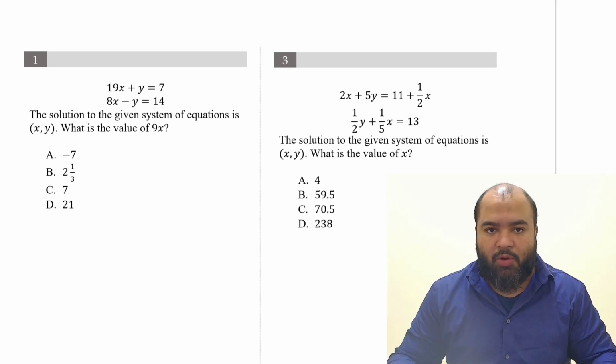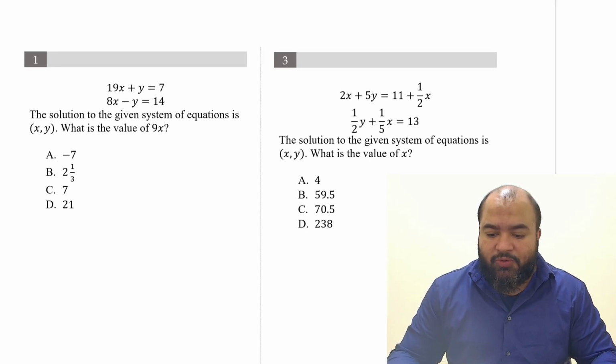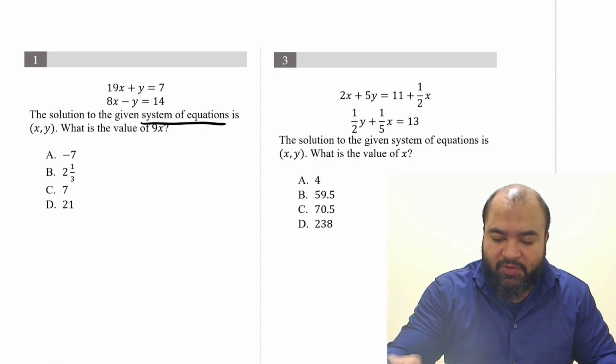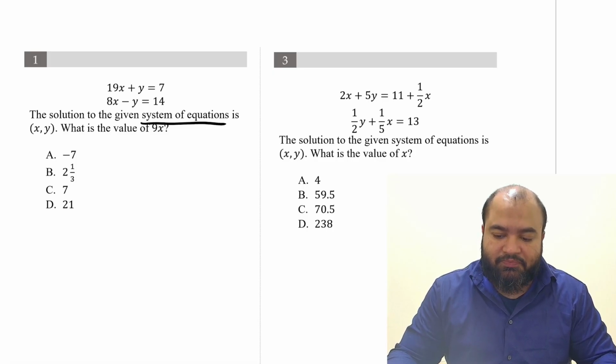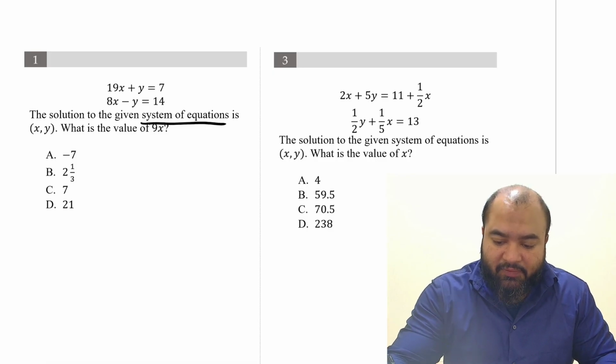So question number 1. We have two equations here, they're linear. This is called a system of equations. You can solve them by using Desmos, but a lot of the time we don't need to, to save time.